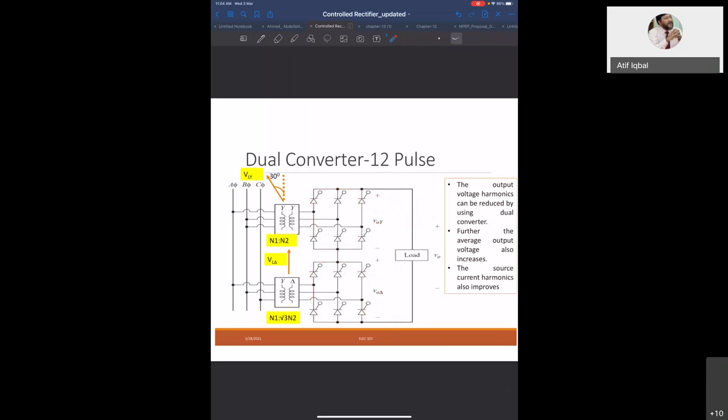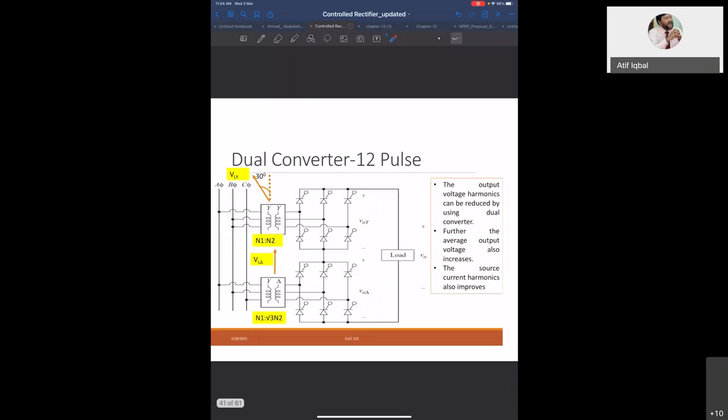Now, why is this 12 pulse converter important? Because it is used for high power applications. We get a high voltage here because it is the sum of the two voltages. This is the output of module 1, this is the output of module 2, and they are 30 degree phase shifted from one another. This is at 0 degree, this will be at 30 degree, and when we add these two, we get 12 pulses. So the number of pulses is double that of one module.